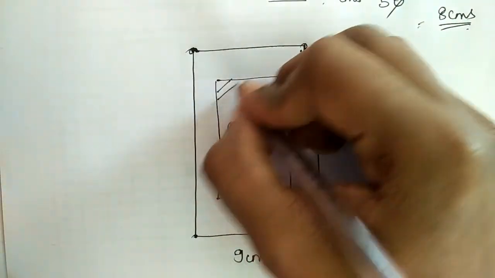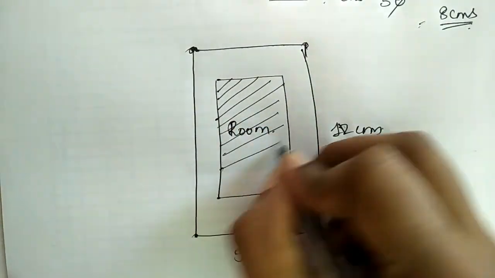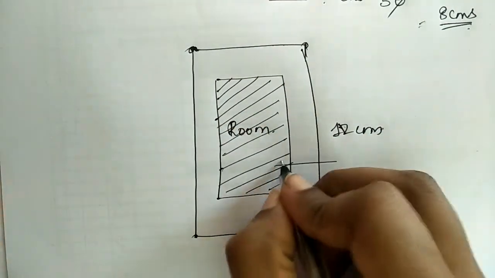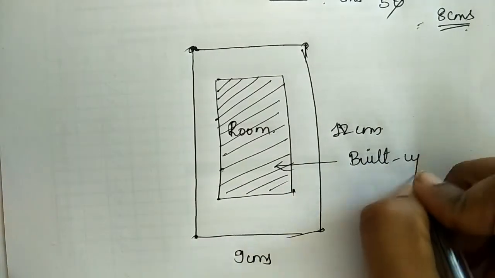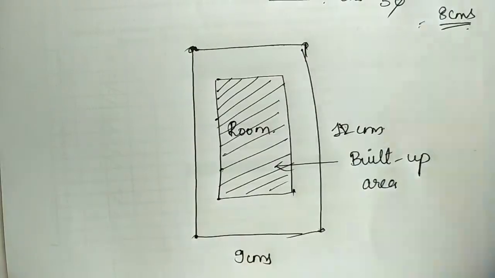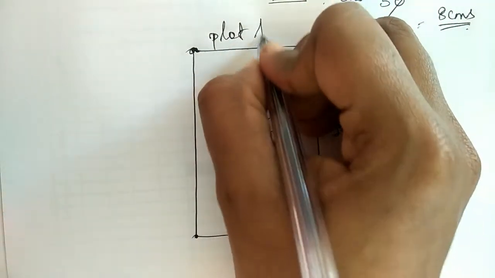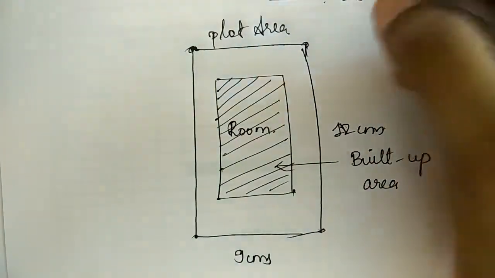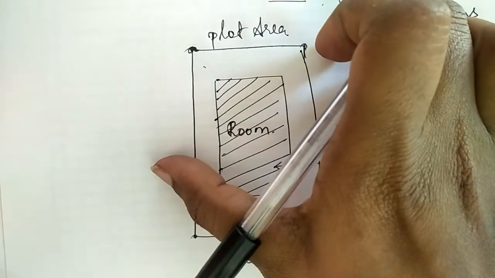So this shading what I have done here is called your built up area. And the corners which you can see is your plot area. So you have two things here. ये 9 into 12 मीटर क्या हो गया, आपका पूरा कंप्लीट प्लॉट एरिया है.